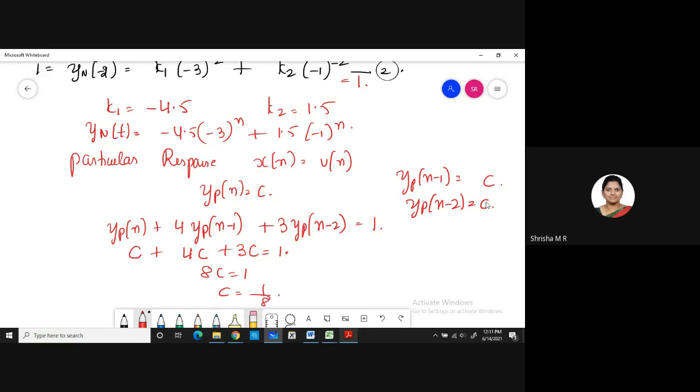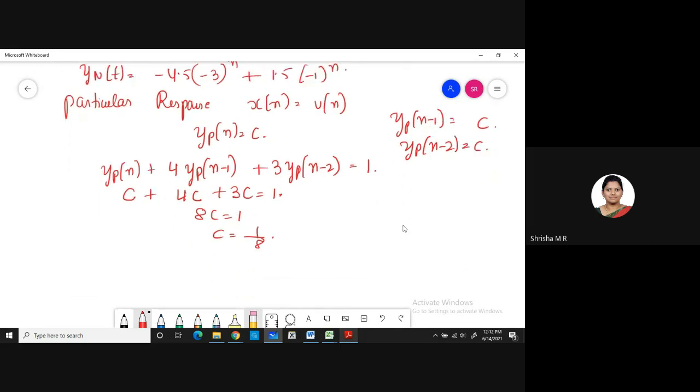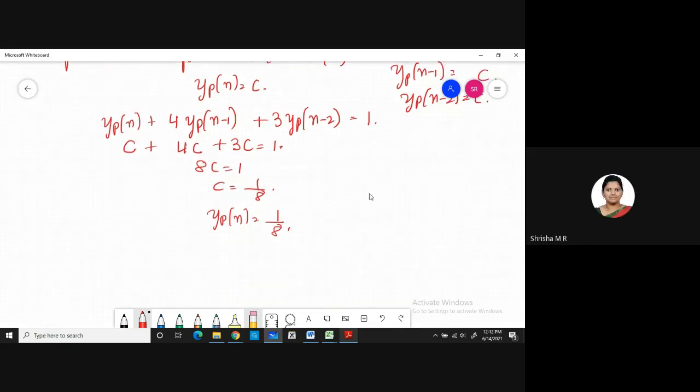Got it, everyone? Clear? So your yp of n will be equal to 1 by 8. Is it clear? Yp of n is equal to 1 by 8. Got it? Yes, ma'am. So now we have to find the forced response.